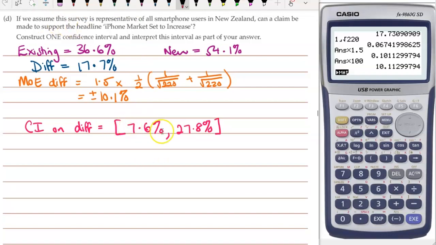Now, since that interval is entirely positive, it doesn't contain 0, it means we can make the call that we expect that difference to be positive, for there to be an increase.